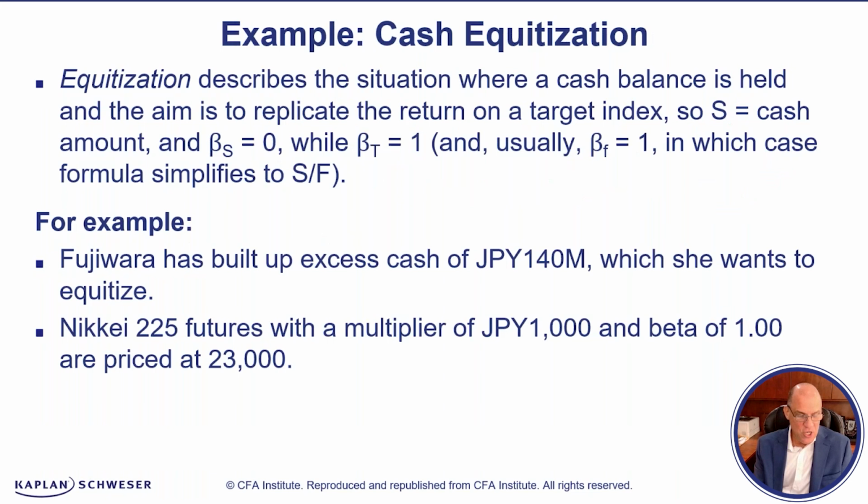Cash equitization describes a situation where a cash balance is held. Now, obviously, if we're holding too much in cash, we're really not getting a good return on it, right? And the aim is to replicate the return on an index. So we're going to have S equals our cash amount. Our beta of our asset is 0.